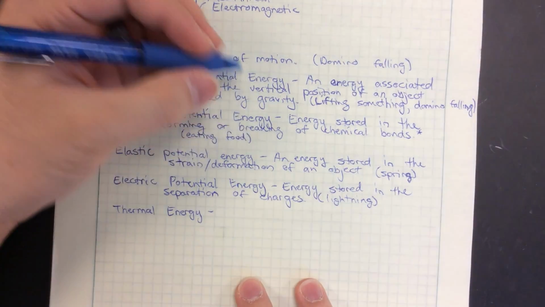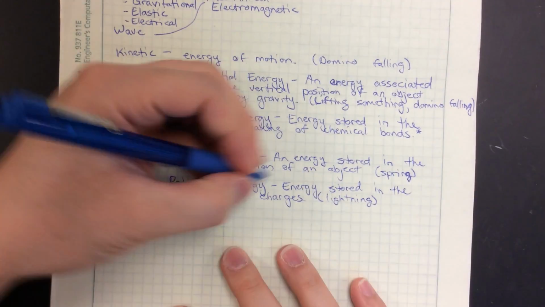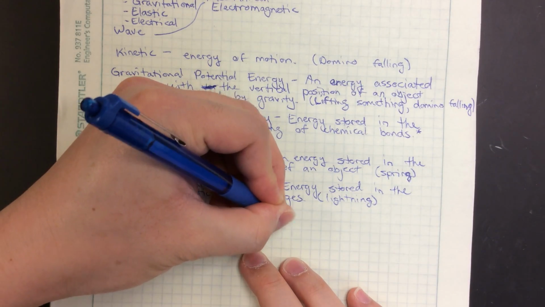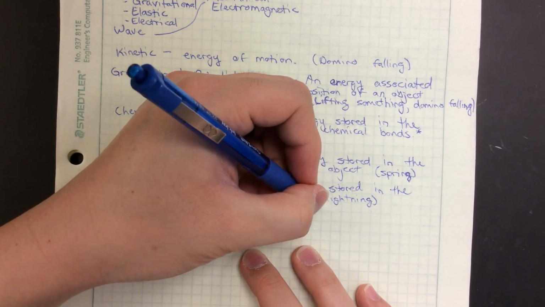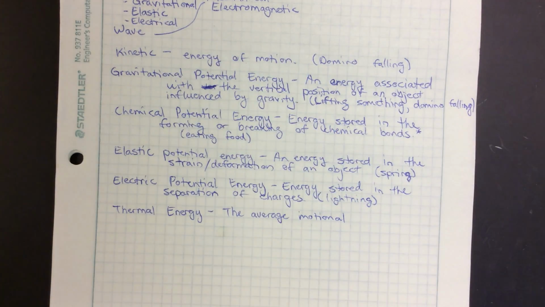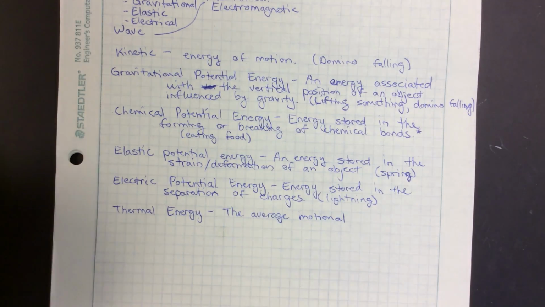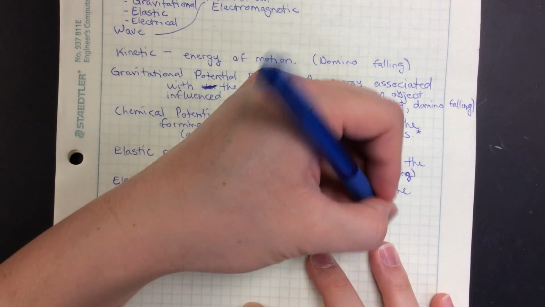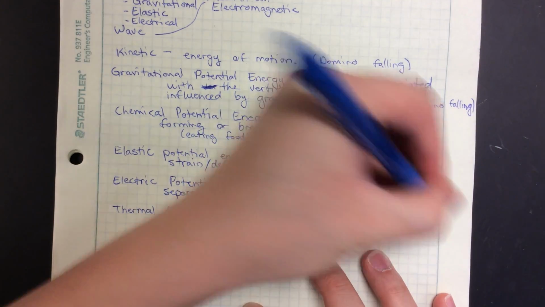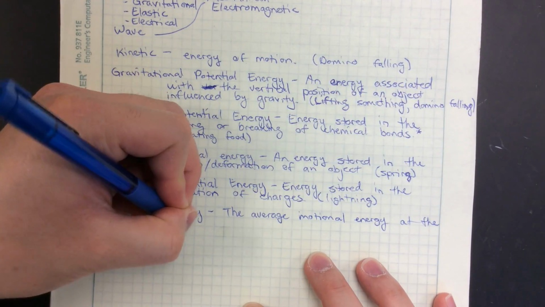Okay, so heat is the transfer of this thermal energy, and thermal energy is the random motion of the molecules. So thermal energy is the average, I'm going to say motional energy. I want to say kinetic energy, because it can be from the random motion, it could be the vibration, it could be rotation. There are many different modes in which energy can be stored in the atoms or molecules, but it's the average motional energy at the molecular level.